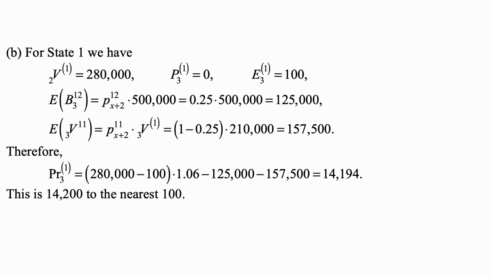And the expected value of the reserve upon transition from state 1 to state 1. Remember, you can't go back to state 0, so nothing to worry about in this case. It's only that you either die or you stay in the critical illness. That's the probability of remaining in state 1 times the reserve in that case. So 1 minus 0.25 times 210,000, that's 157,000. Therefore, the profit in this case is the previous reserve minus the expenses, there's no premium, accumulated at the interest rate earned, minus the payout of benefit and the expected reserve. That ends up being 14,194. This is 14,200 to the nearest 100.